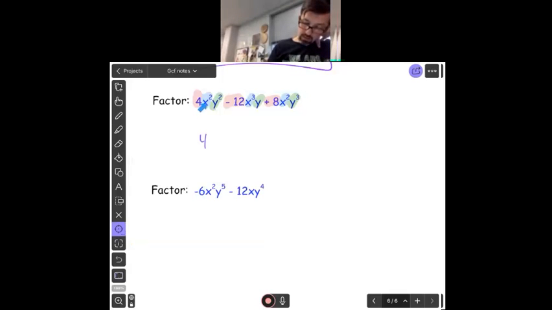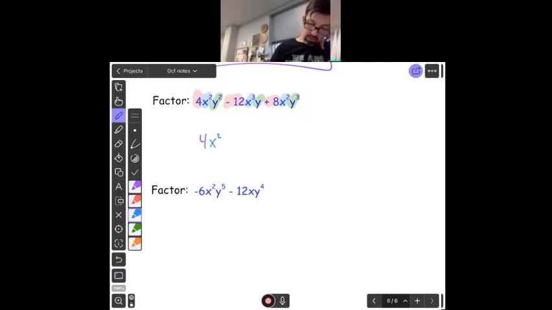And then this has 2 x's, this has 3 x's, this one has 2. So the most I can get out is x squared. And then the first term has 2 y's, the second term has 1 y, the third term has 3 y's. So the smallest amount there is 1, so that rules. So there's my GCF.